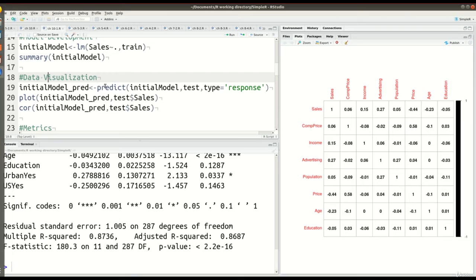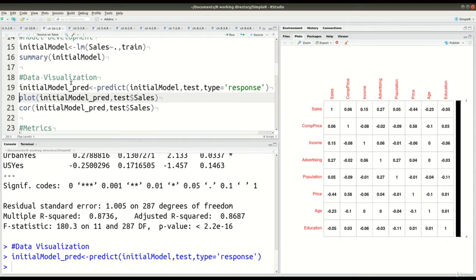So I use my predict function here. I use the model I just created. I use the test data, and I want the responses. And I'm creating a new object called initial_model_pred. So I go right over here, press Control Enter, and now I want to plot. So I want to plot the predicted values for sales versus the actual sales in the test sales set.